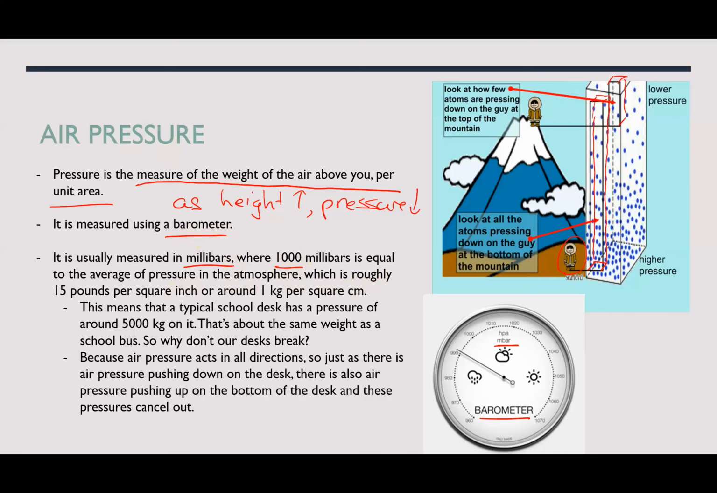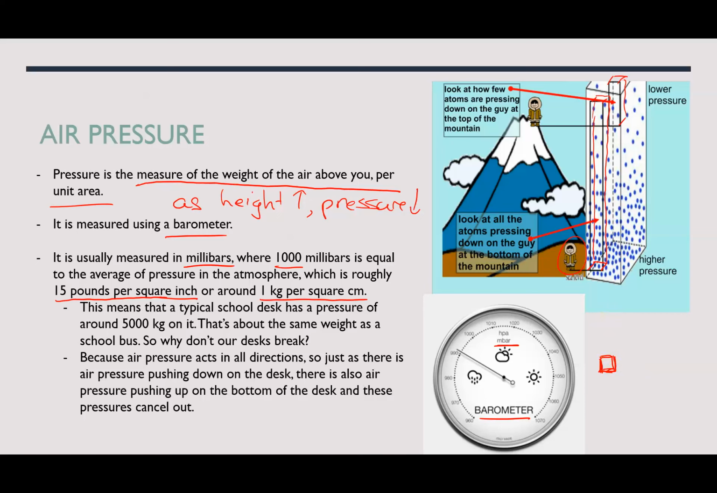Now the average pressure of the atmosphere is a little bit under 14 pounds per square inch, or if we're using metric, it's around a kilogram per square centimeter. It's very close to this. If you think about the size of a centimeter, it's not that big. And a square centimeter is just 1 centimeter by 1 centimeter square. On average, there is around a kilogram of air pressure pushing down on every single square centimeter of you.